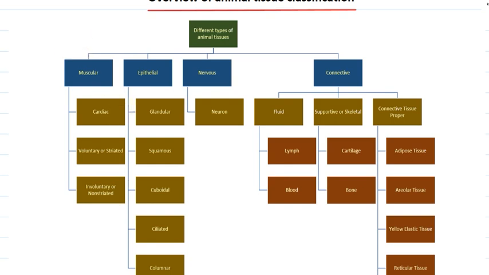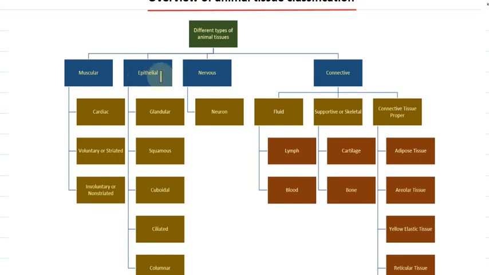So cardiac muscles are only present in heart, they are involuntary muscles. Striated muscles have striations, they are voluntary muscles as they are under the direct control of one's will. And non-striated muscles do not have striations and hence they can also be called as smooth muscles. They are involuntary in nature as they are not under the direct control of one's will.